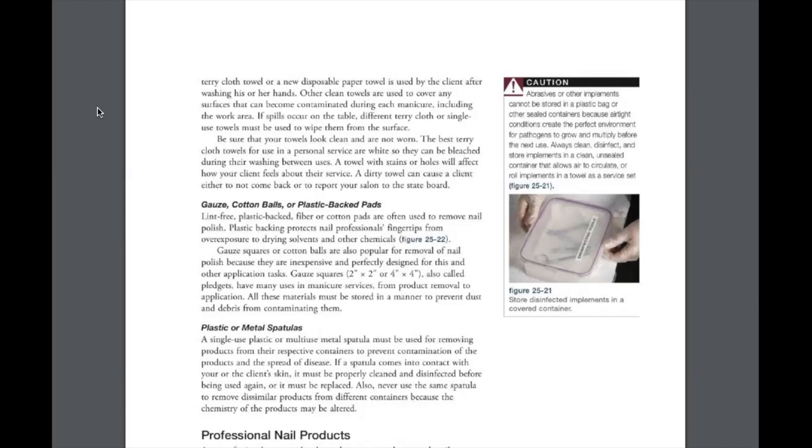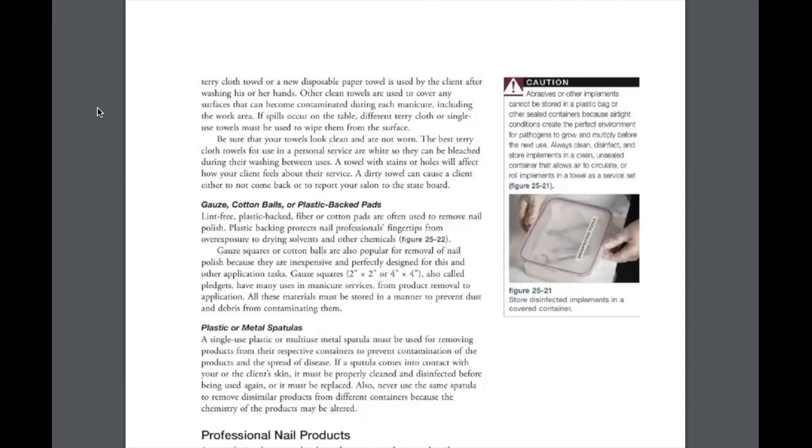Then you have your gauze, cotton balls, or plastic backed pads. These lint-free, plastic backed fiber or cotton pads are often used to remove nail polish. The plastic backing protects nail professionals' fingertips from overexposure to drying solvents and other chemicals. The gauze squares or cotton balls are also popular for removal of nail polish, because they are inexpensive and perfectly designed for this and other application tasks. I've had both used on me and they both work the same way. It's all personal preference for the nail tech and what they're willing to spend.